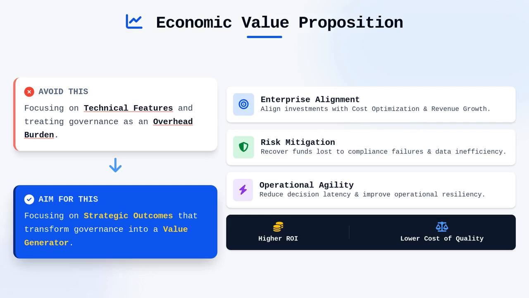You must move away from discussing features and instead focus on outcomes like reduced latency in decision-making or improvements in operational resiliency. Using metrics like improved return on investment or a reduction in the cost of quality demonstrates that you understand the business side of the technical governance equation. By framing the project in these terms, you transform governance from an overhead burden into a strategic asset that actually generates, rather than just consumes, value.